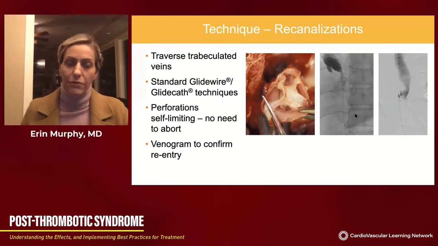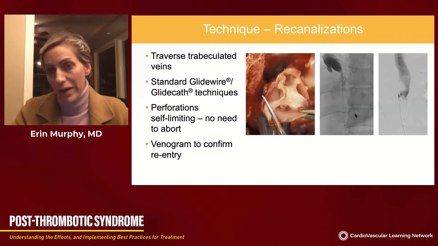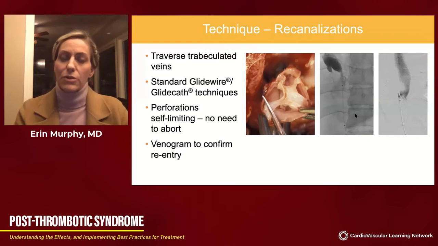You get venograms to confirm your re-entry. You confirm re-entry multiple ways, including with the use of IVUS and including with free wire movement. You get pretty used to the wire movement you should have if you're in a wide open cava.